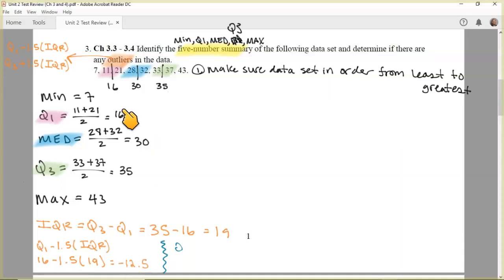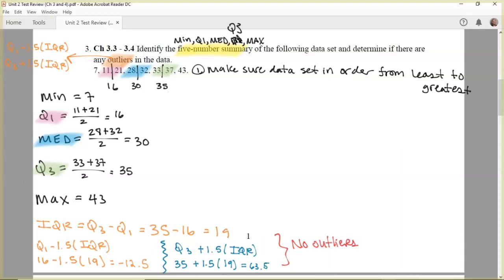And what we look at is whether there is any value below that. This is the lowest number that we expect in our data set for there to be no outliers. If there's a number lower than that, then there's an outlier. The lowest number is 7, so it's not an outlier. And then we do the same thing for the upper part of the data, Q3 plus 1.5 times the IQR, and we end up getting 63.5. If there is a number bigger than that, then that number is too extreme for the data set, because this is the largest number we expect based on the information provided. The biggest number is 43, so there is no outlier there either.